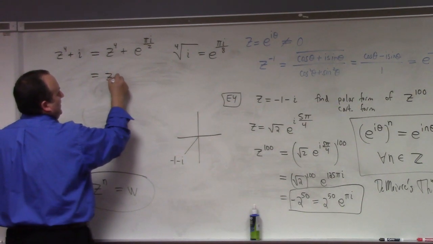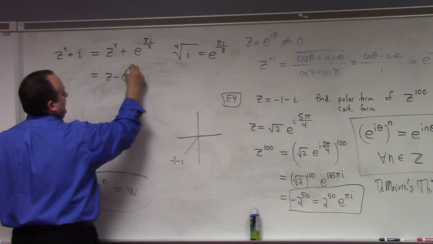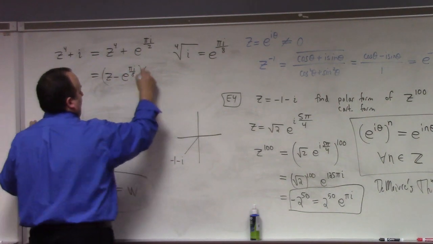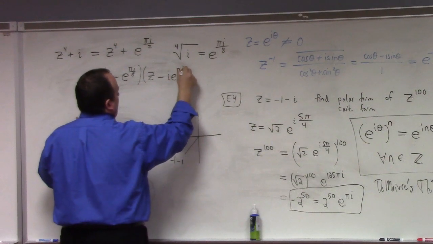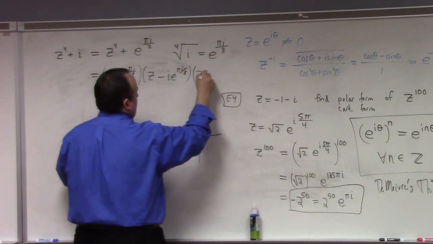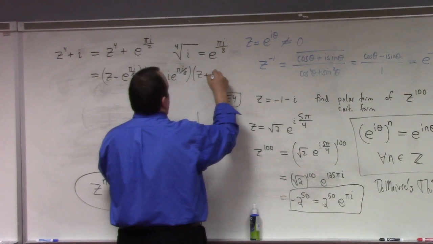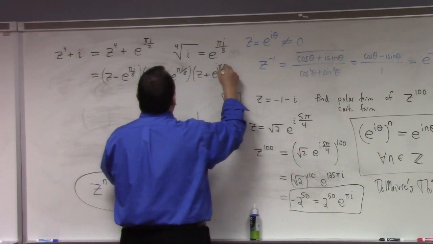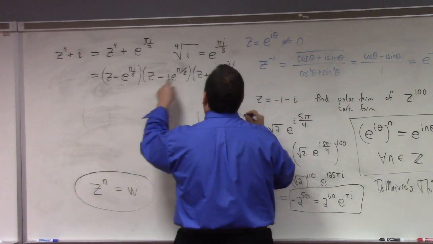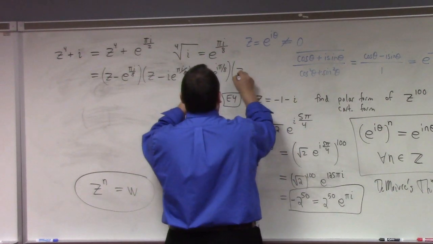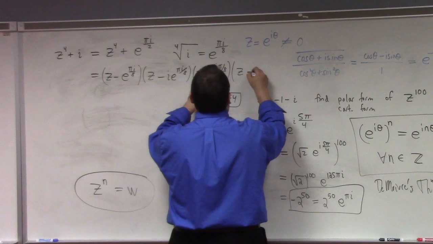z minus e to the pi i over 8, z minus i e to the pi i over 8, z minus, well, rather plus e to the i pi over 8. I may be doing this wrong, no, minus, right, and then z minus, plus, I think it is.